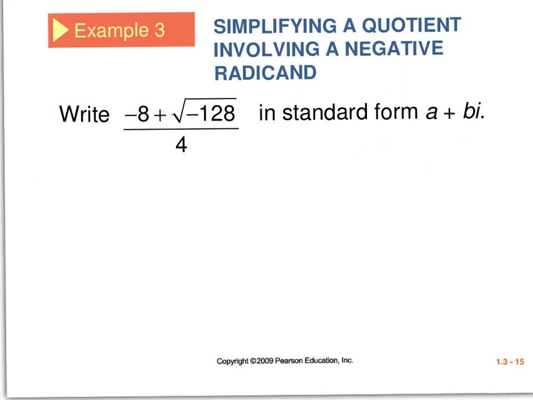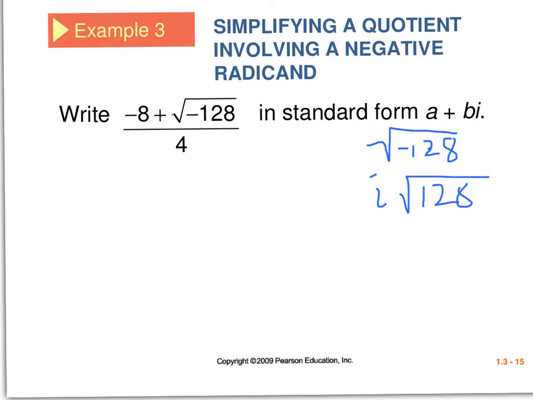So for this problem, we have to write this expression in the standard form for a complex number. And so the first thing we need to take care of, remember, is this negative under the radical. And while I'm doing that, I'm also going to simplify this as much as I can.